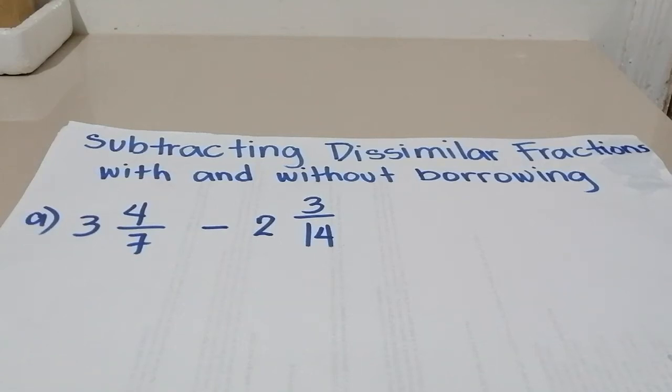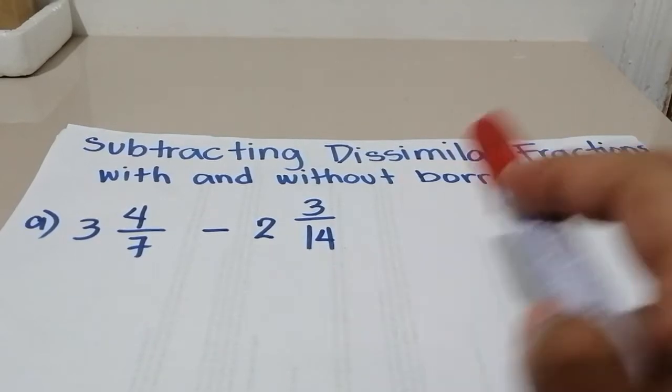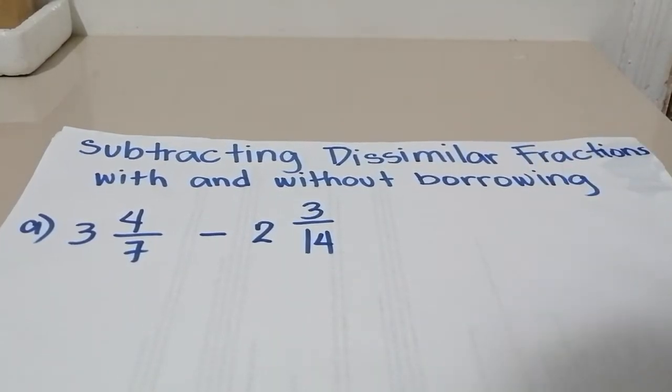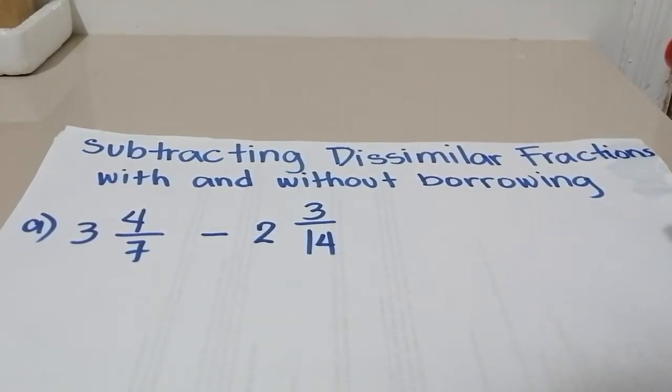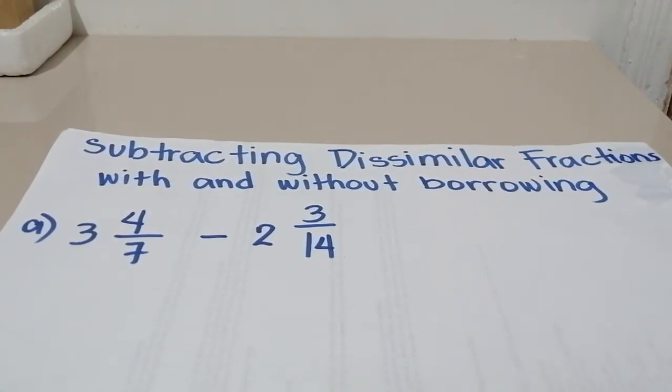Hi guys, today I'll be discussing subtracting dissimilar fractions with and without borrowing. So since the fractions are dissimilar, again before we subtract, we need to make the denominator the same. And by making the denominator the same, we just need to get the LCD of each fraction.